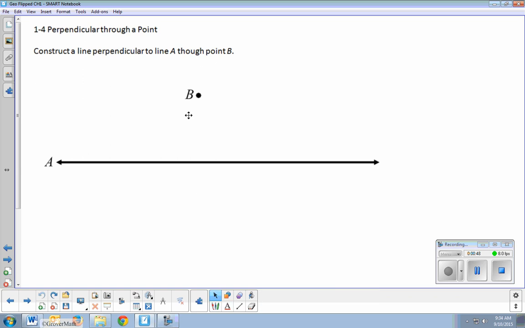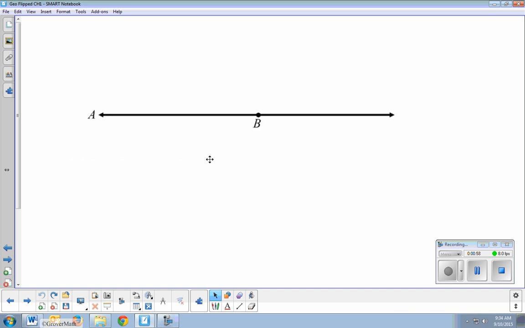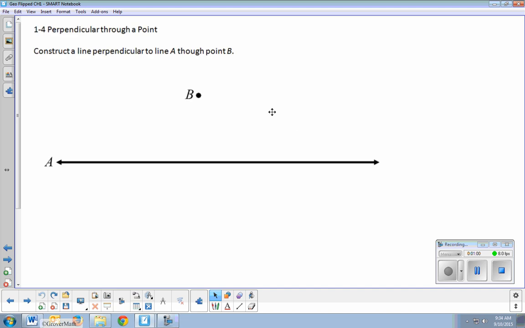And I could do it no matter where the point was, whether point B was over here or over here. I'm even going to do one in the next example where the point is on the line. But perpendicular through a point, again, it's a little bit different than the previous video because it has nothing to do with bisecting. All right, so let's see how to do this.